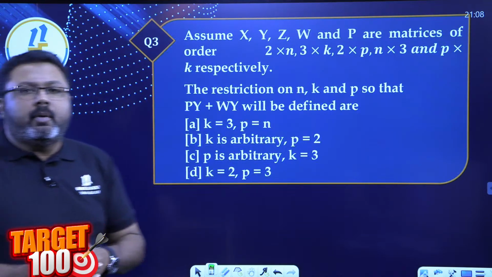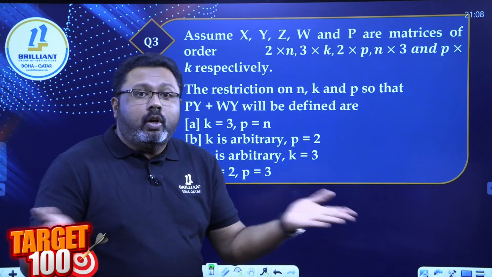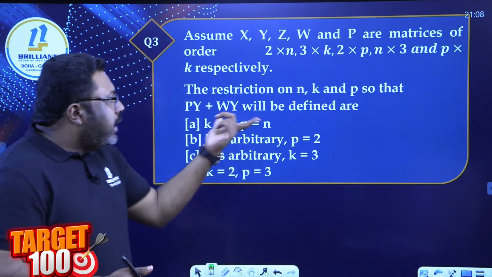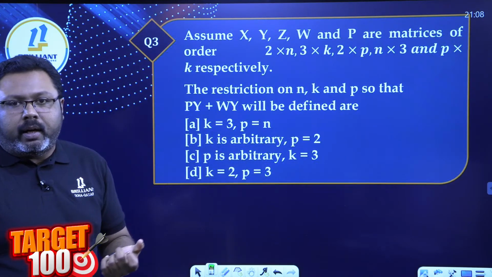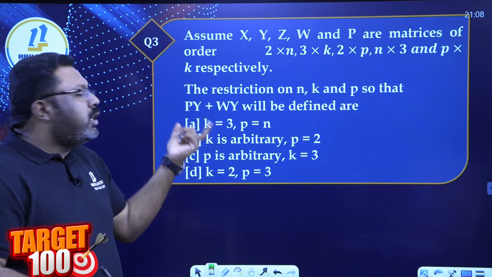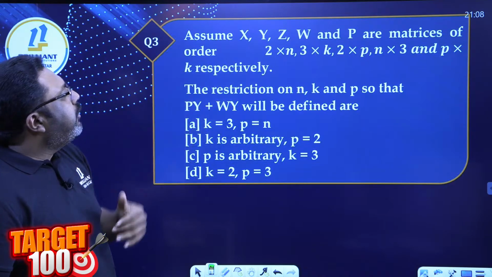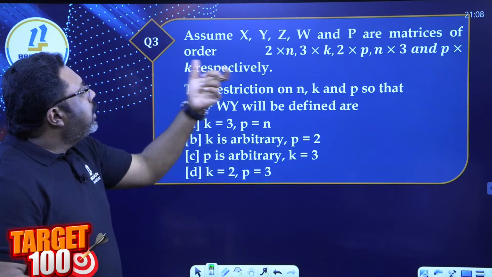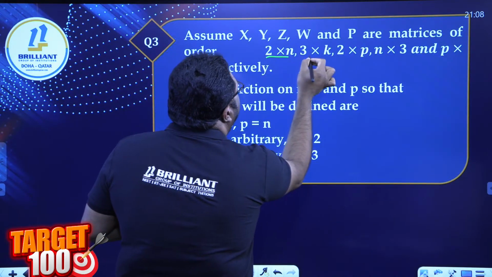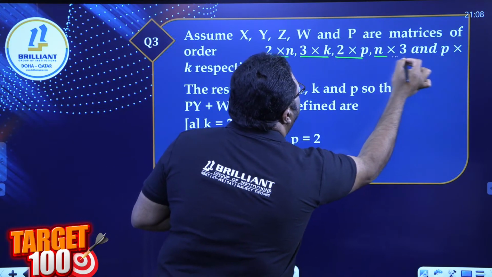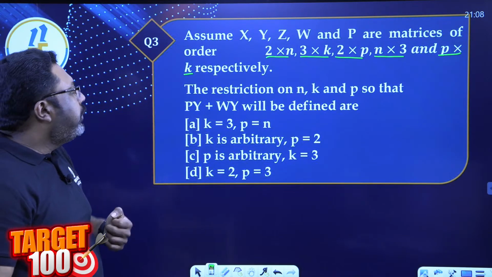This is the most anticipated type of question from matrices. They like to ask a question based on finding the order of a matrix with respect to addition and multiplication. Can you see there are 5 matrices given to you, and they're giving the order of each of them: 2 by n, 3 by k, 2 by p, n by 3 and p by k.